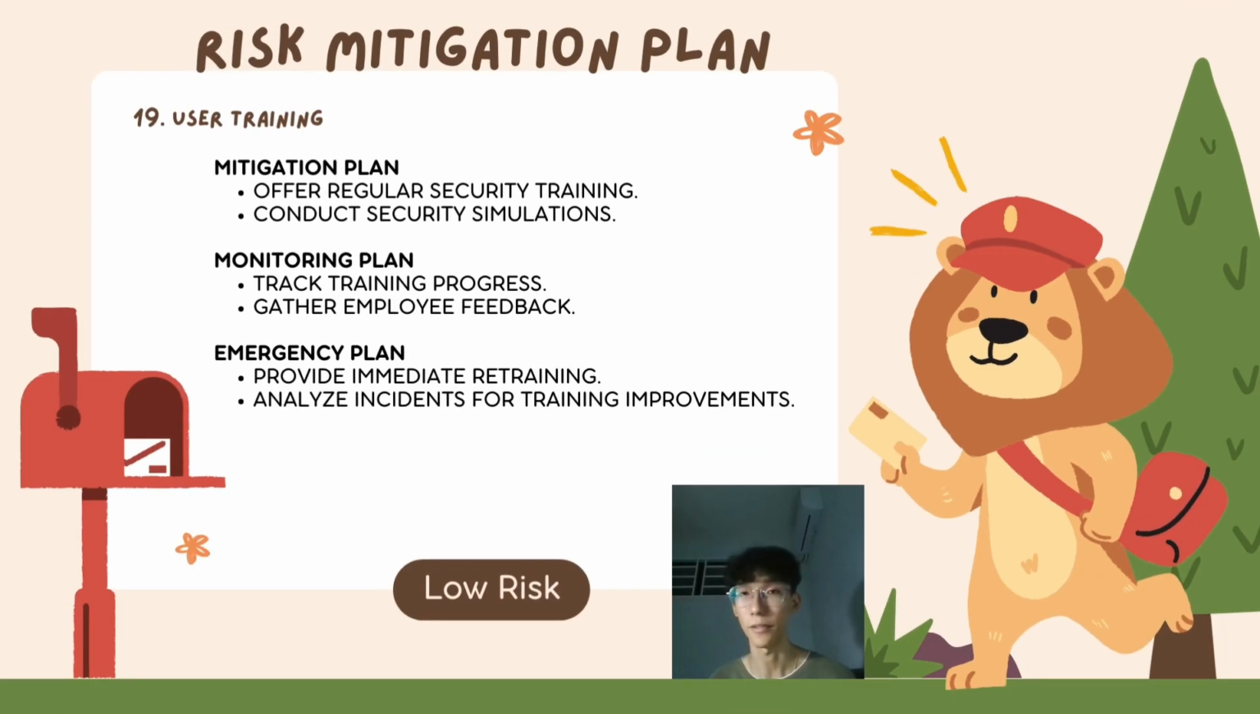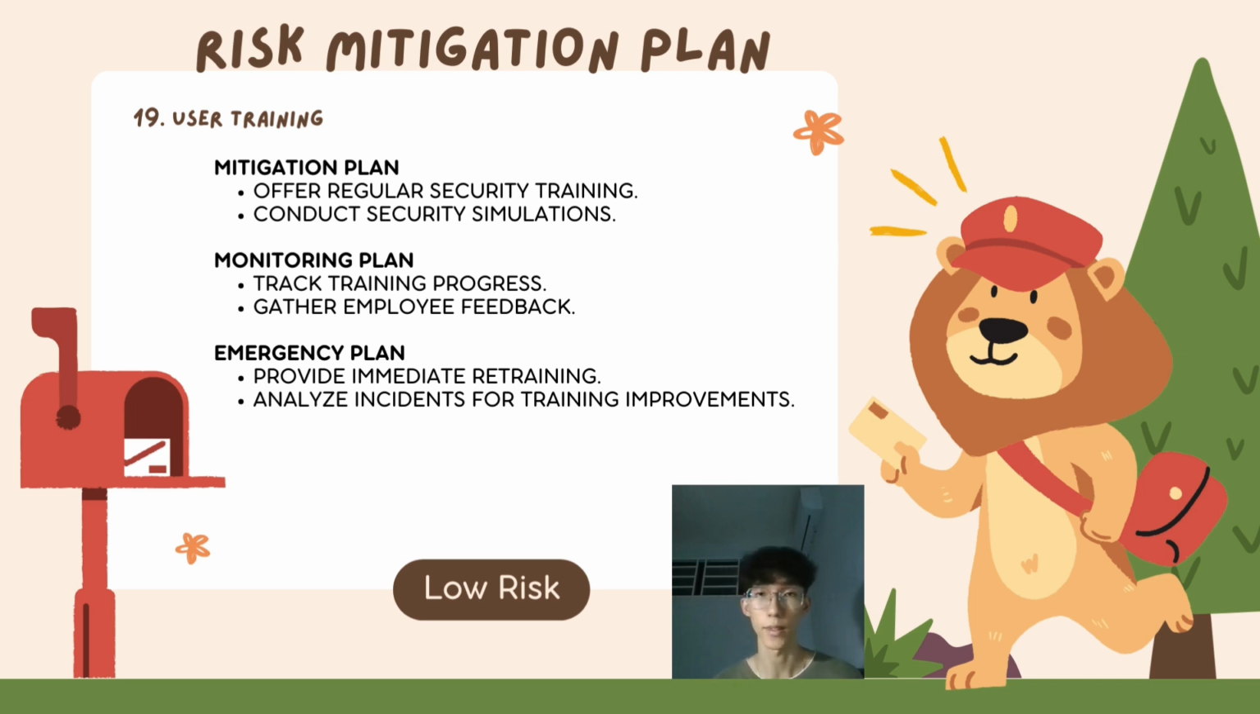The sixth low risk that we have identified is user training for the company. The user training risk involves inadequate knowledge and awareness among employees regarding security practices, which can lead to increased vulnerability to cyber threats. In order to mitigate the risk associated with user training, the organization shall offer regular information security courses to ensure employee security awareness remains up to date and reinforce best practices at least once a year. And the company shall also conduct regular security simulations, including phishing and malware scenarios, to help employees recognize and respond effectively to potential security risks.